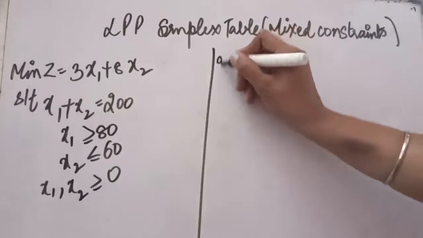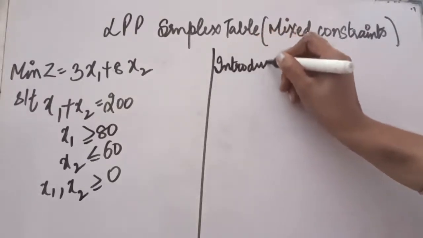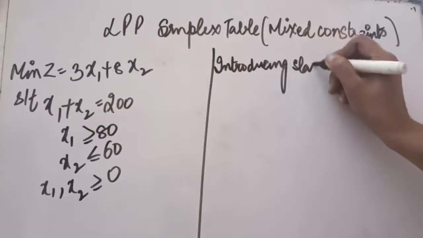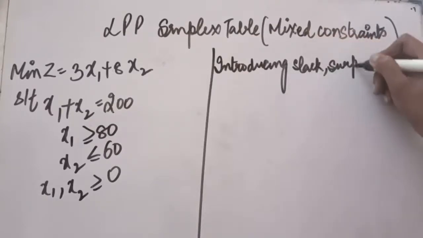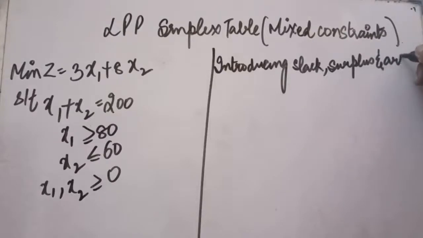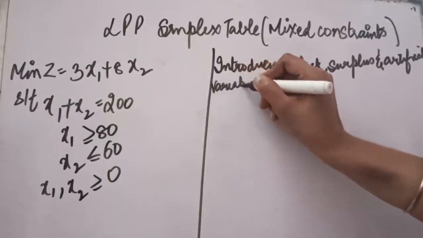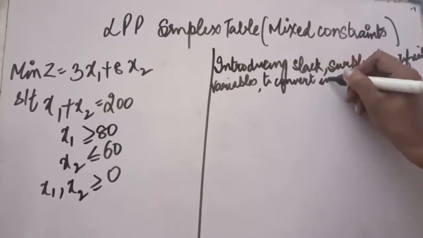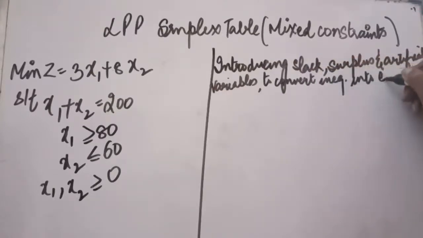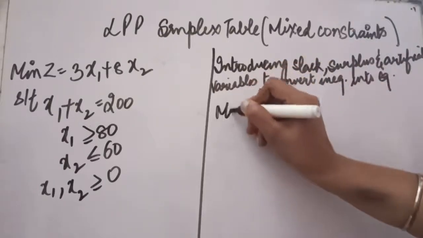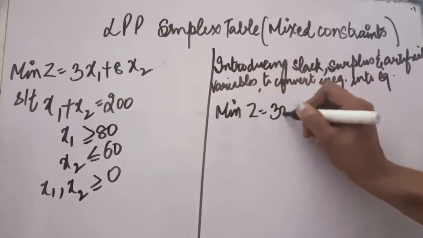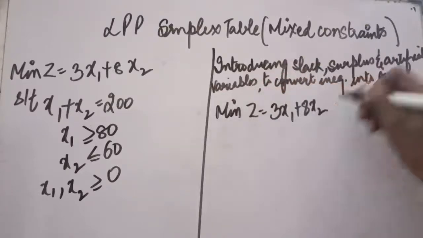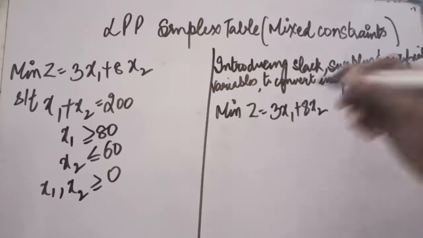So first of all, we have to convert the inequalities into equalities. So we will write: introducing slack, surplus and artificial variables. Why are we introducing these variables? To convert inequalities into equalities. Now, our minimize Z, first of all, we will write like that only, because first we will check what type of constraints or variables we are going to introduce.